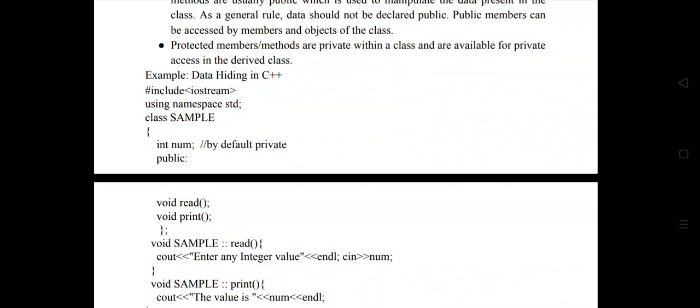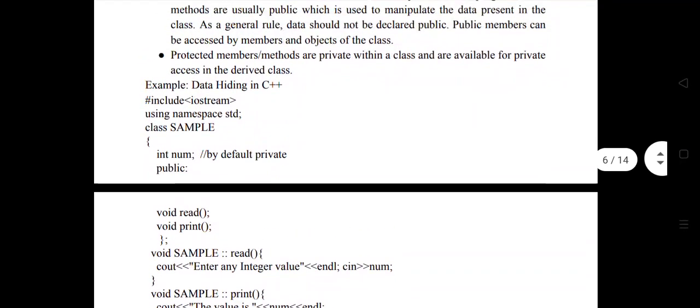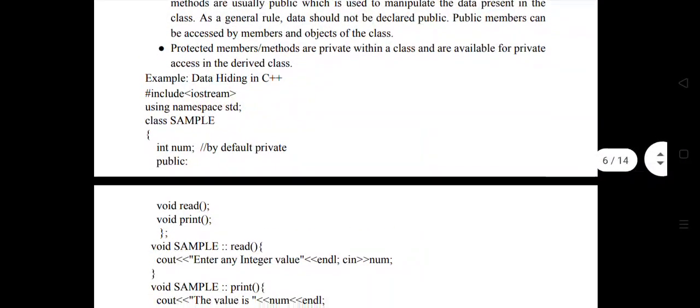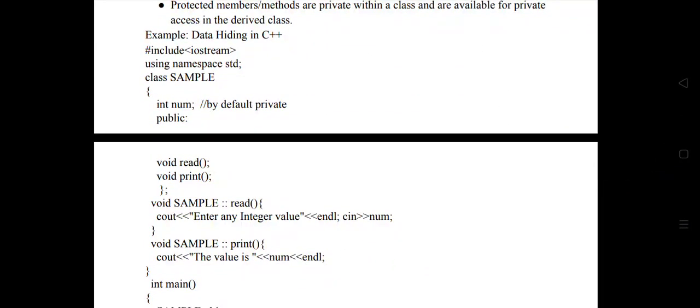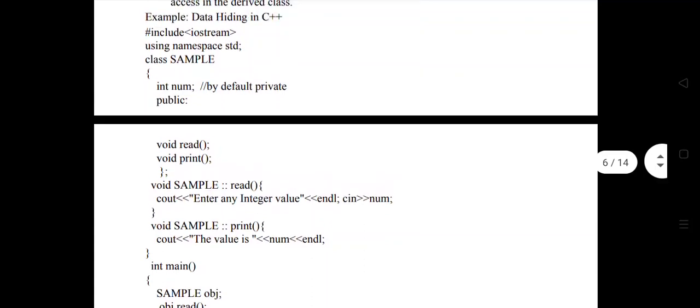Protected data members, on the other hand, they are the private within a class and are available for the private access in the derived class also. So in case of inheritance, protected works similar as the private access specifier. So with the help of this example sample, data hiding is achieved.